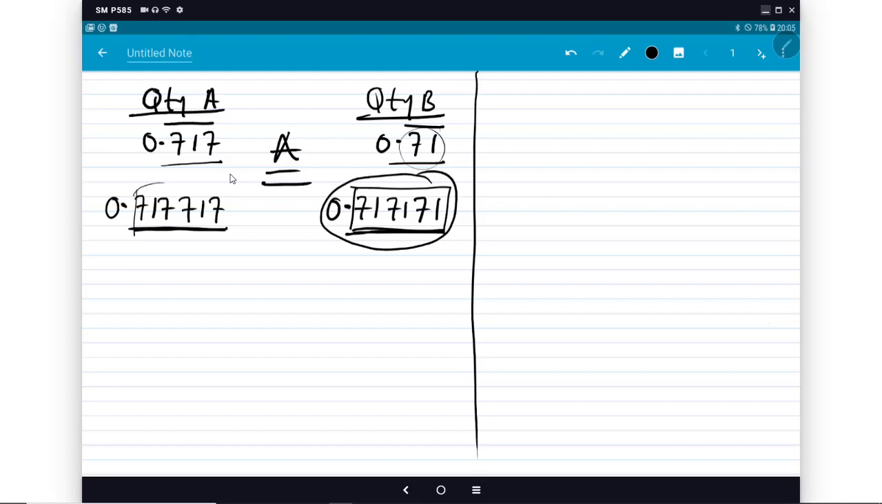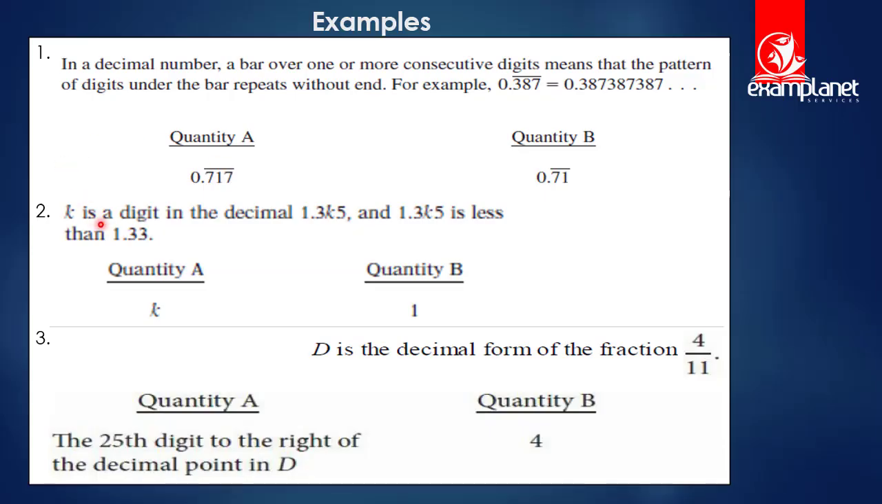All right. So let's look at example 2. Example 2 says K is a digit in the decimal 1.3K5, and 1.3K5 is less than 1.33. Quantity A, K. Quantity B, 1. So you can pause the video and try to solve this question by yourself and see what the answer will be. Now, let's look at the solution to this.